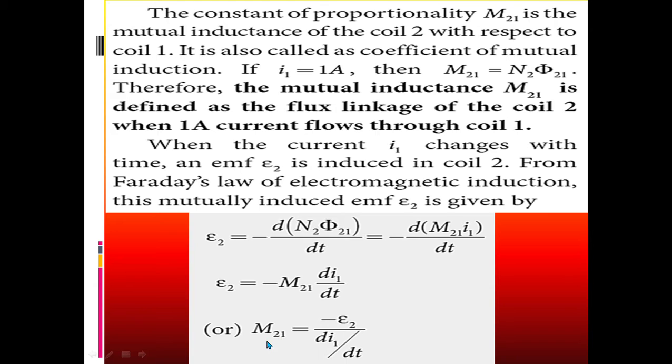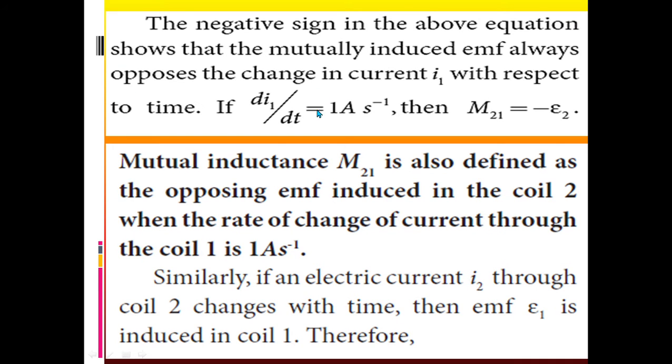Mutual inductance M21 is equal to minus epsilon 2 divided by dI1 divided by dt. This is a very important formula for our objective type questions as well as 2-mark problem questions. The negative sign in the above equation shows that the mutually induced EMF always opposes the change in current I1 with respect to time. So the EMF in the second coil always opposes the growth of current in the primary coil, that means coil number 1.